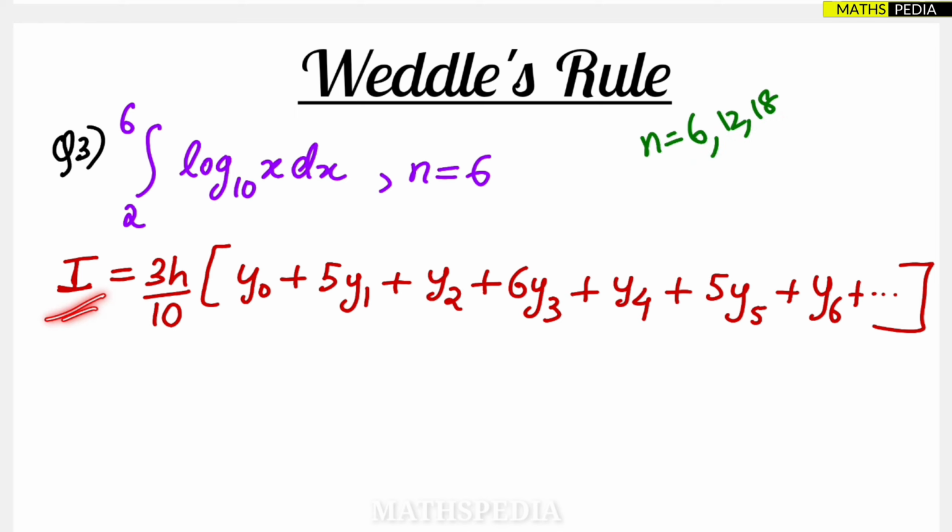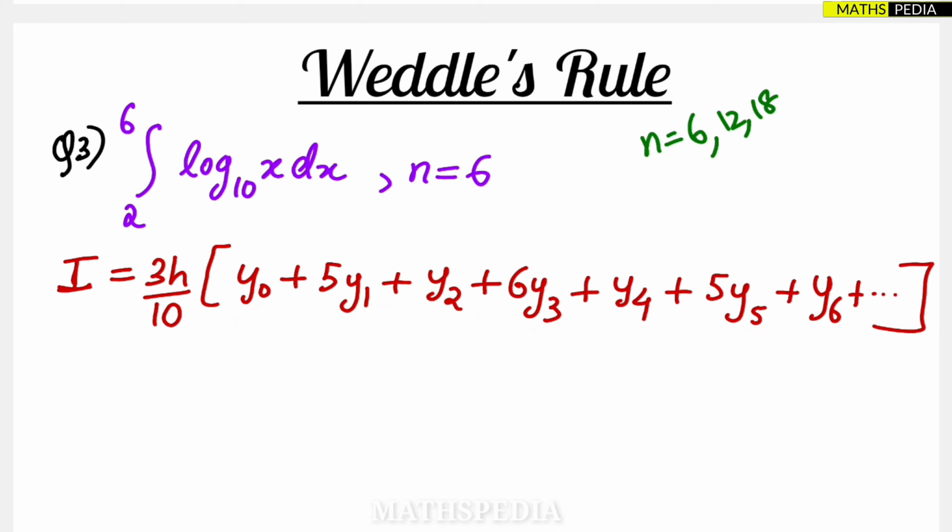Now the formula is given over here, 3h by 10, where h is nothing but the width of the interval. Okay, so y0, y1, y2, y3. So how to remember this formula? Very simple. You remember 3h by 10, and then you write y0, y1, y2, y3, y4, y5, y6, and so on, whatever values are there.